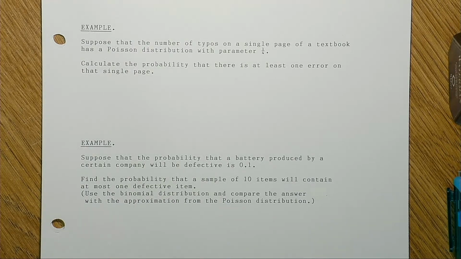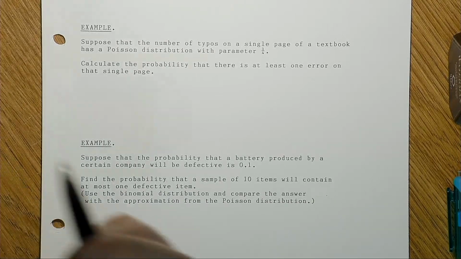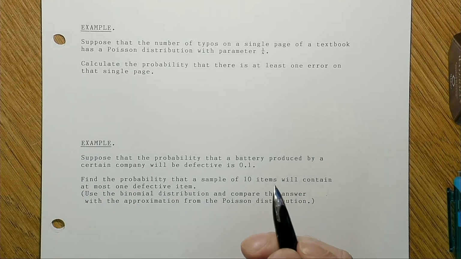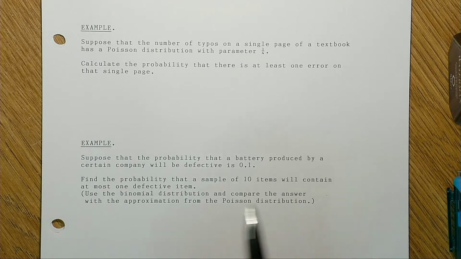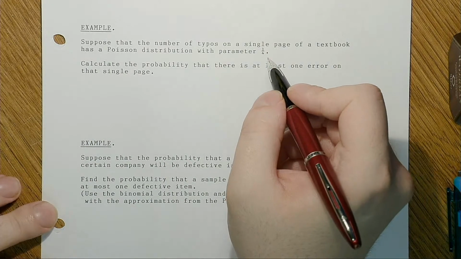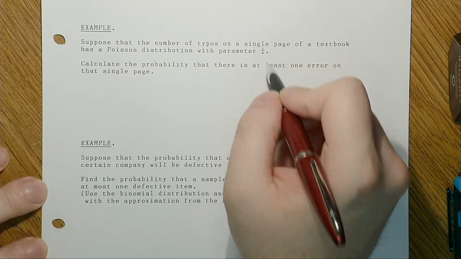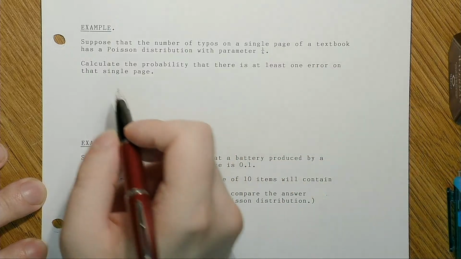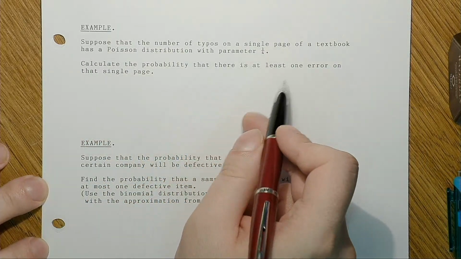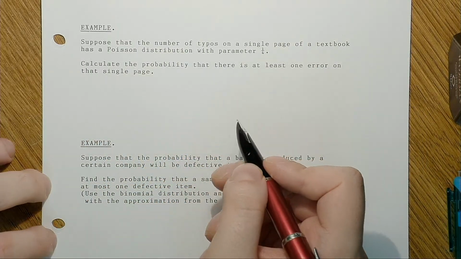So let's do an example. Suppose that the number of typos on a single page of a textbook has a Poisson distribution with parameter 1/4. So that's all we need, just that mu, or our parameter for this distribution. Calculate the probability that there is at least one error on that single page.